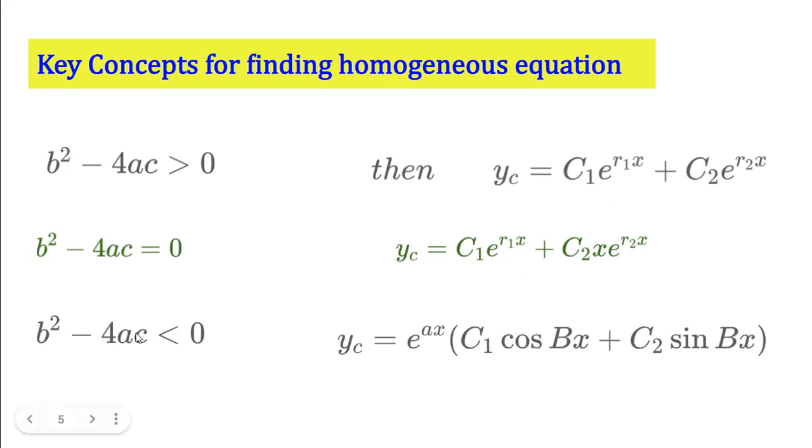But if b squared minus 4ac is less than 0, then we use this particular complementary equation to find our solutions. So let's see our first problem. Problem 1.